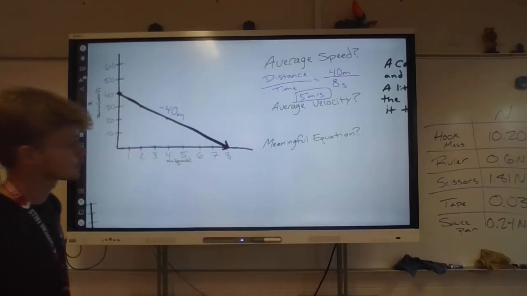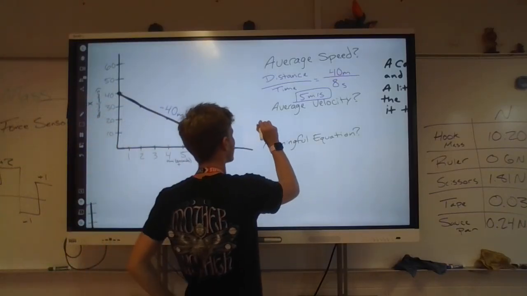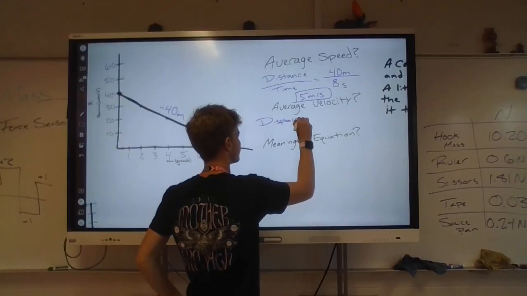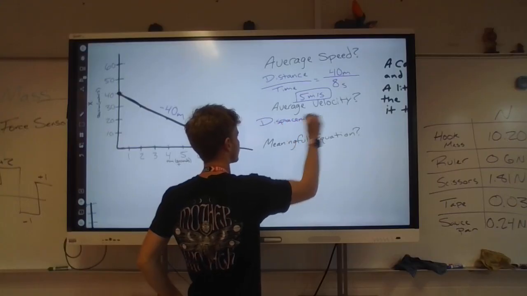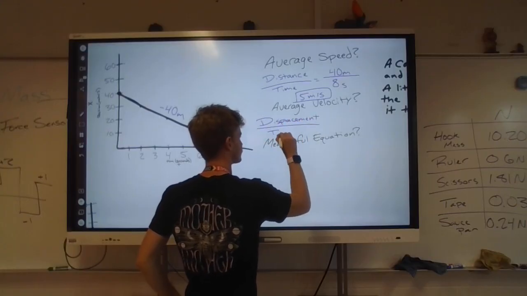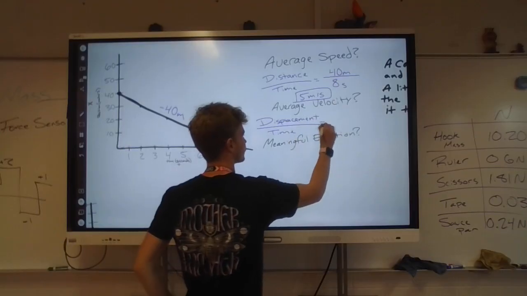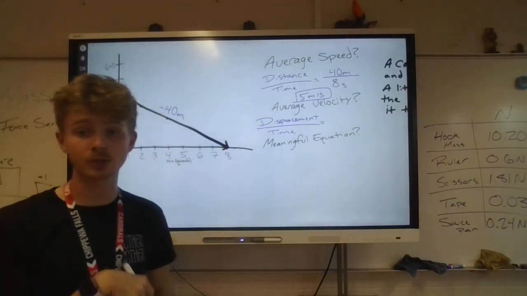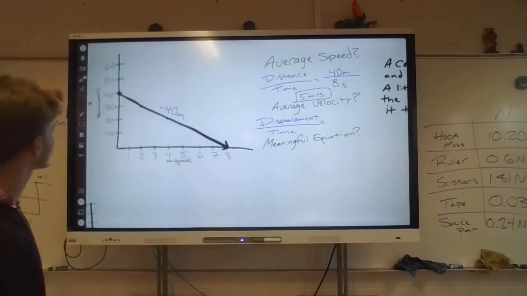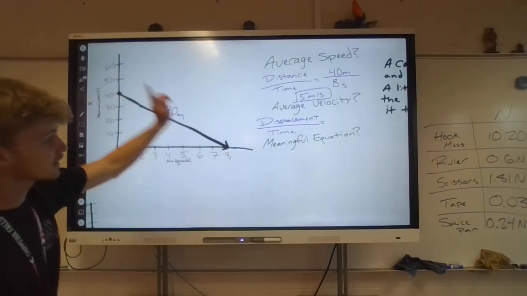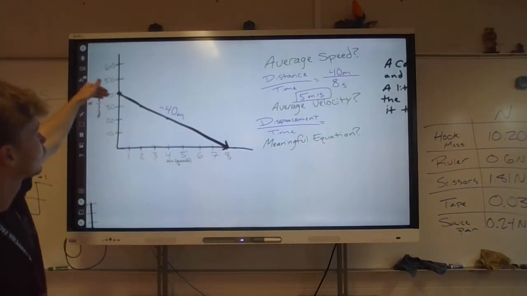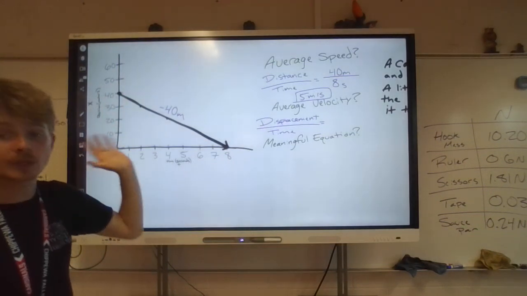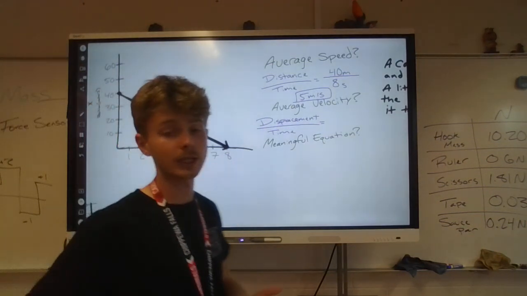Now, how is average velocity different? This is our displacement over time. And displacement, how I like to put it, is displacement doesn't care about the journey. It just cares about the destination. It cares about where you started and where you stopped. We started at 40 meters. We ended at 0 meters. So it just so happens that our velocity is going to look very familiar, very similar to our speed.